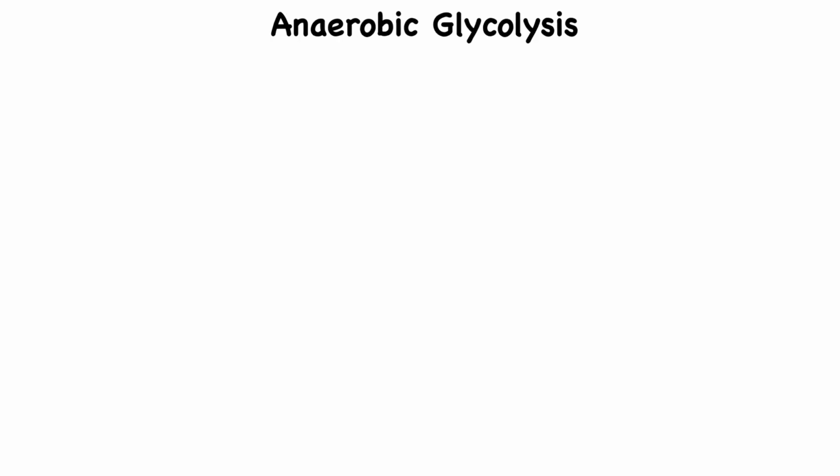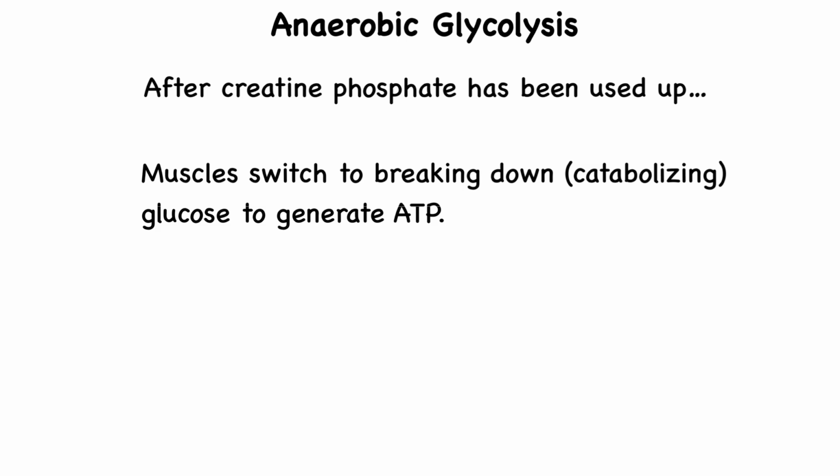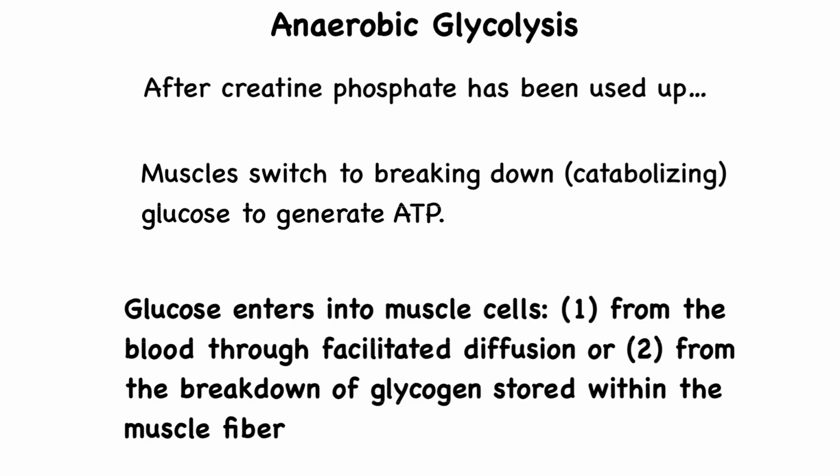When muscle activity lasts longer than those 10 seconds and the supply of creatine phosphate has been used up, your muscles will switch to breaking down or catabolizing glucose in order to generate ATP. Glucose can enter into the muscle cells from the blood through facilitated diffusion, or glucose can come from the breakdown of glycogen stored within the muscle fiber itself.